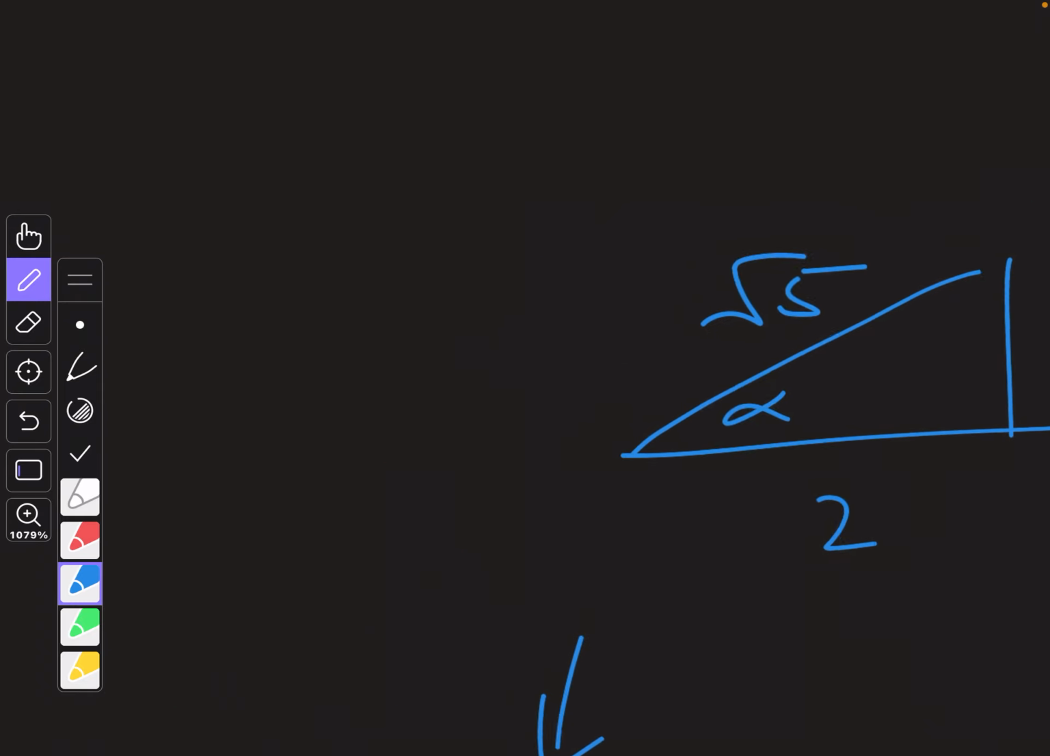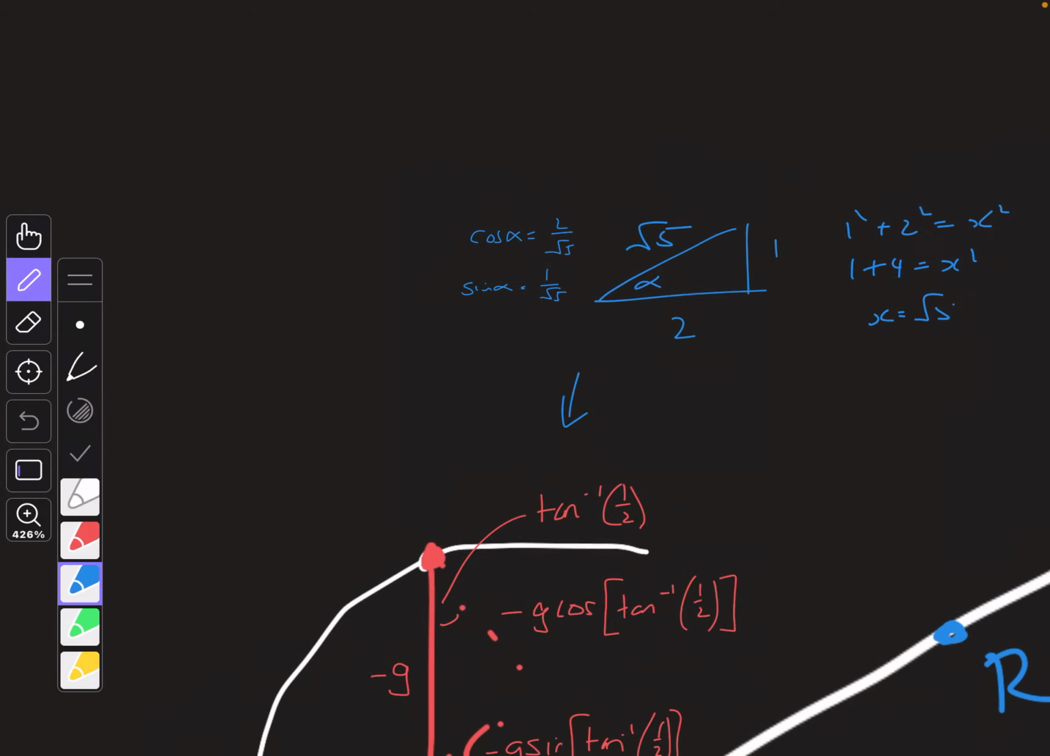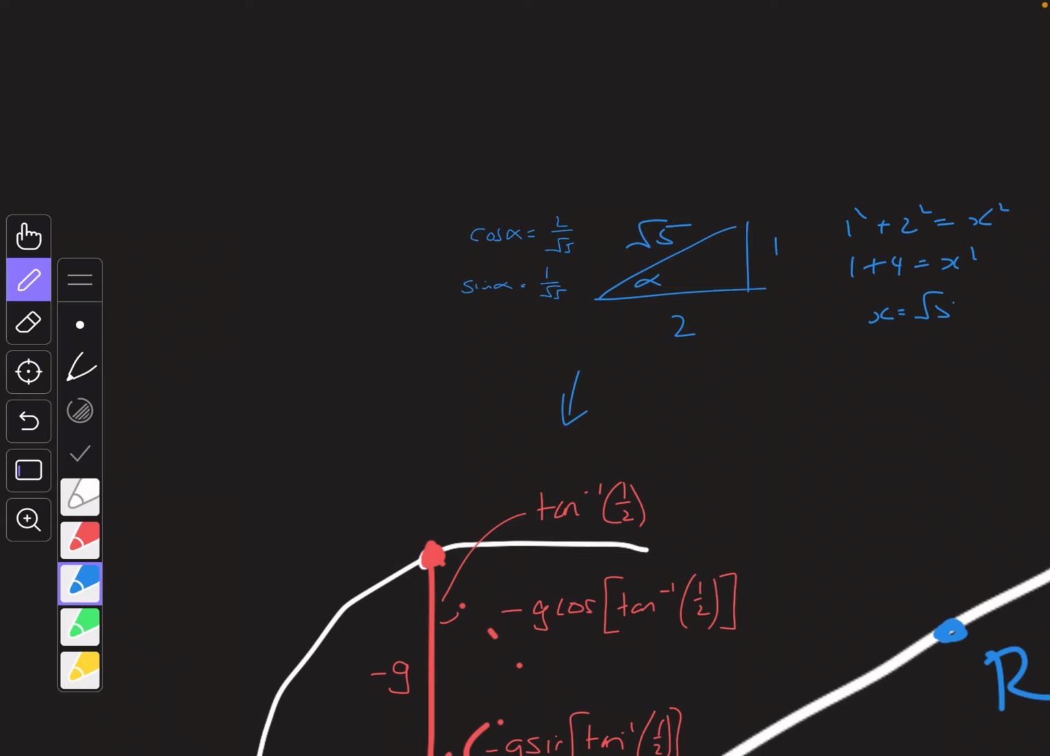So then very simply cosine alpha would be 2 over root 5, and sine alpha would be 1 over root 5, opposite over hypotenuse. So very quickly, that will replace this whole bit here if you want. So I'm just going to do that and check it even on my calculator now.